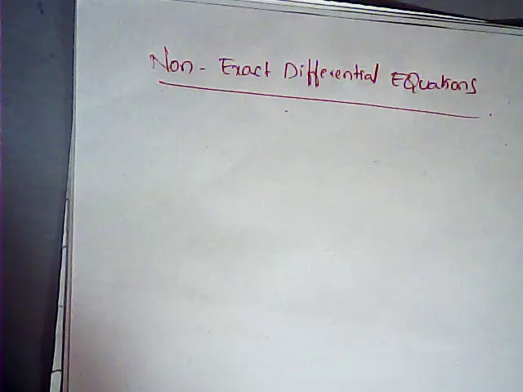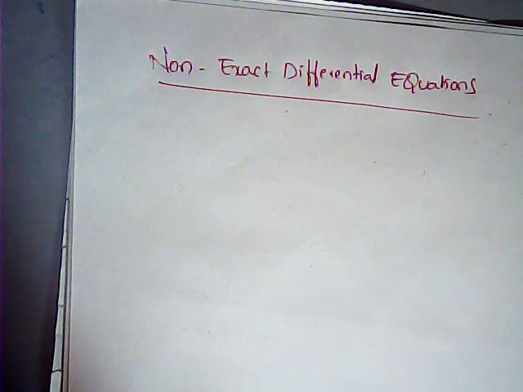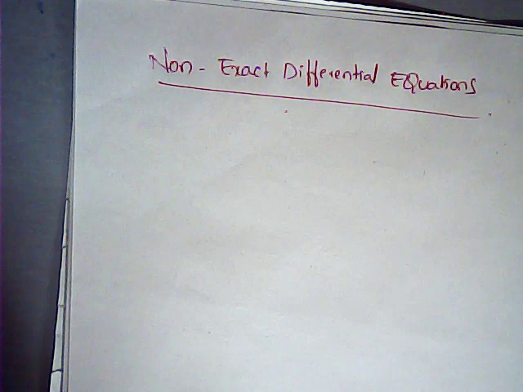In the previous class we discussed two methods here. One is the homogeneous form, and another one is the y into f of x comma y into dx plus x into g of x comma y into dy is equals to 0 form.